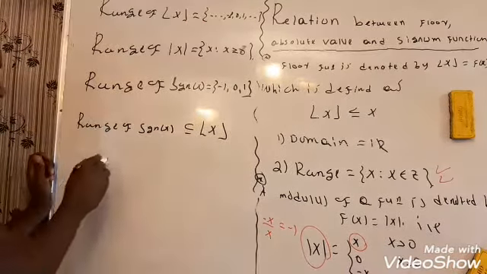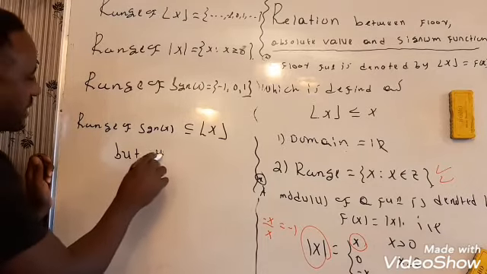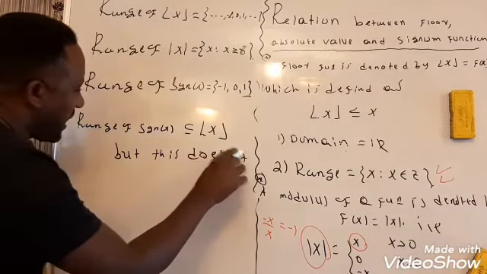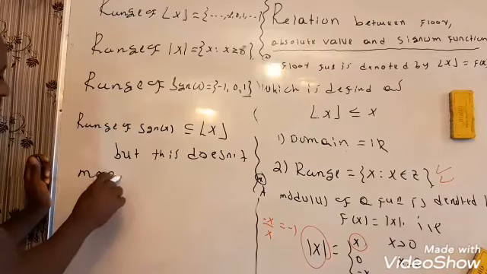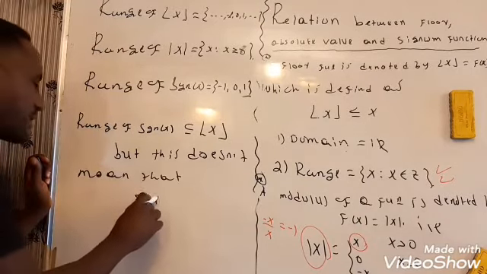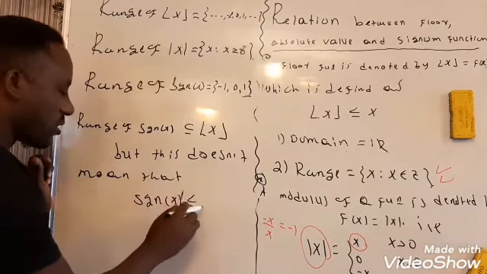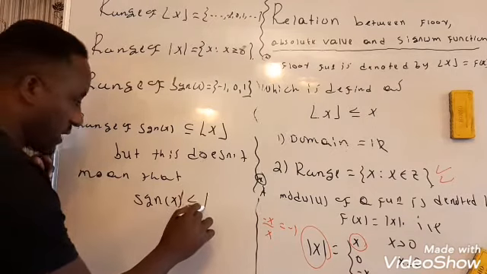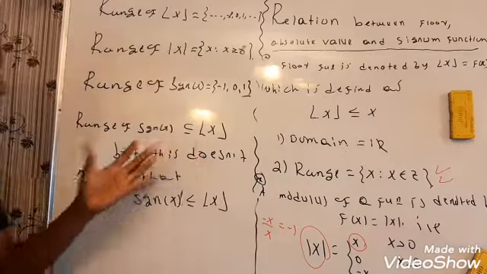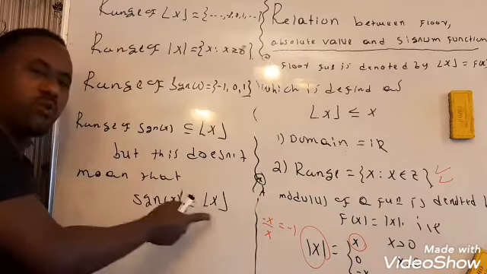But you have to be careful. This doesn't mean that signum of x is always less than or equal to floor of x. You have to be careful: signum of x is not always less than or equal to floor of x.